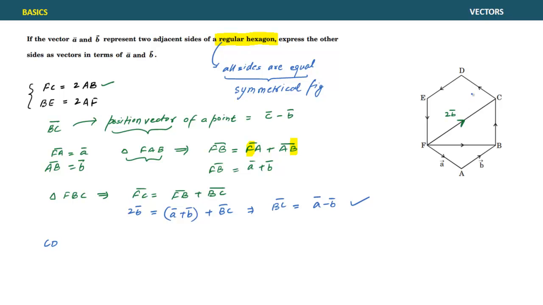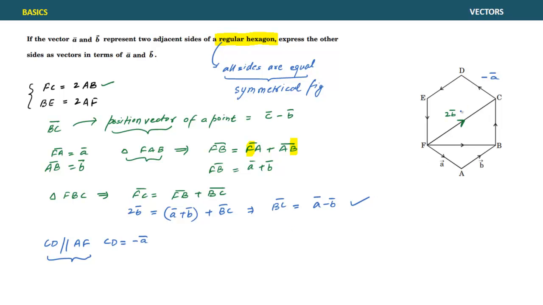So CD will be nothing but parallel to AF. So now this is another important property of your regular hexagon. These two sides will be parallel, but if you are going in the cyclic order, they will be anti-parallel. So if you say this is A, then this will be absolutely minus A. So you have CD as minus A.